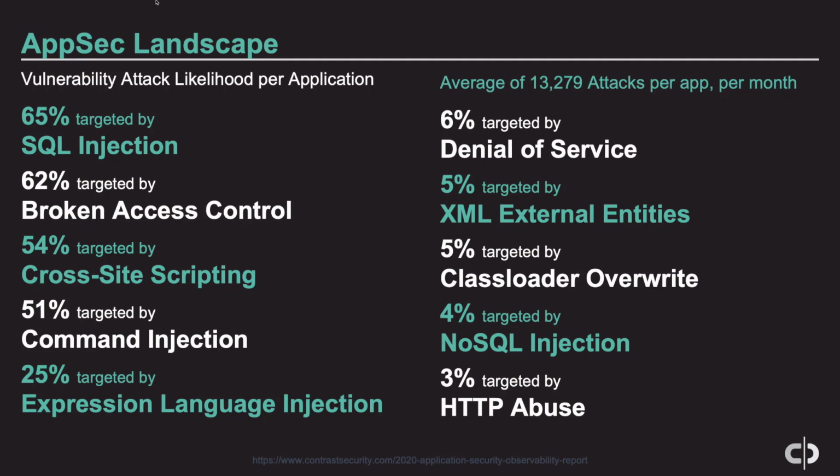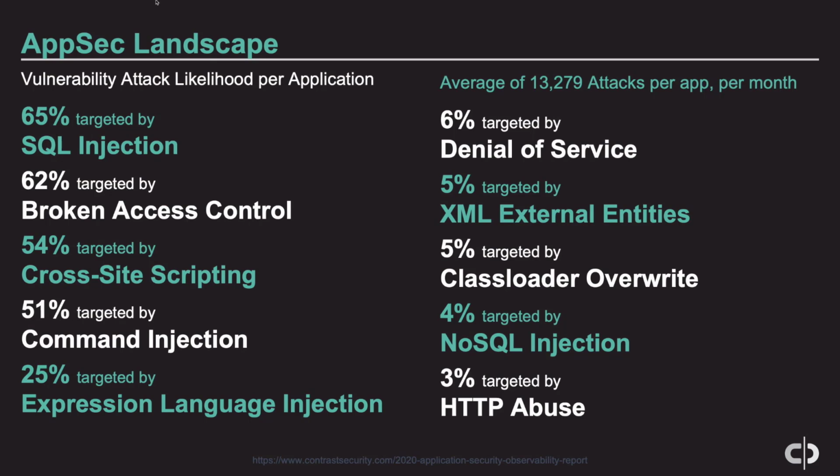Okay, so we know what our applications look like, but vulnerabilities mean nothing without knowing if they will ever be exploited. So what does the attack landscape look like today? And these numbers come from data that we gathered from customers' live production applications. For each application, we've seen an average of 13,279 attacks every single month.